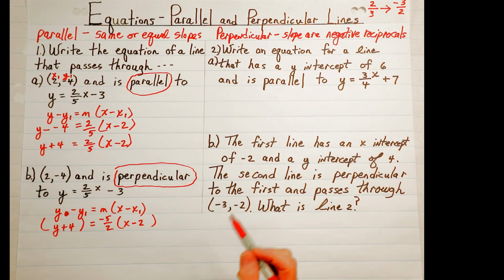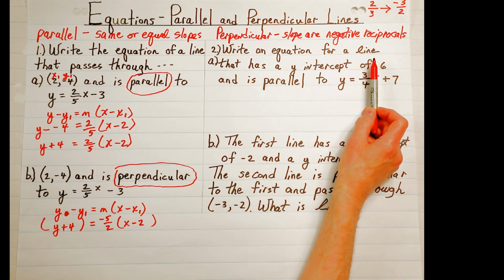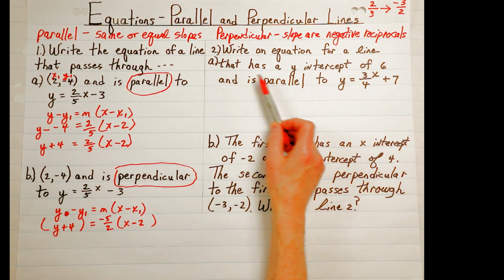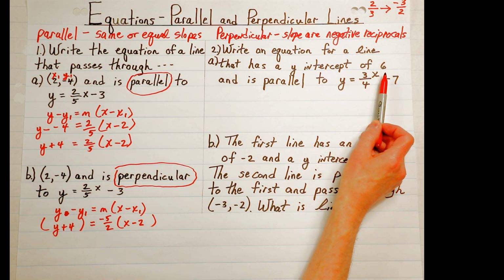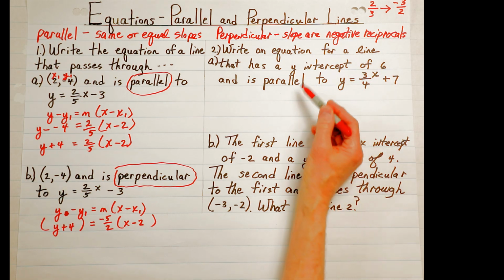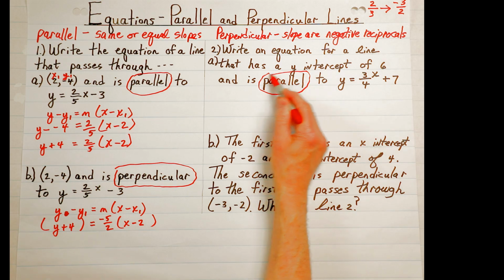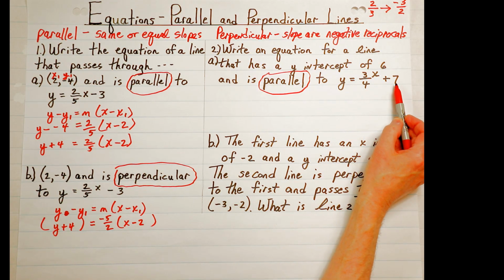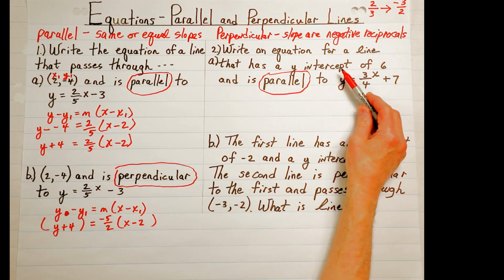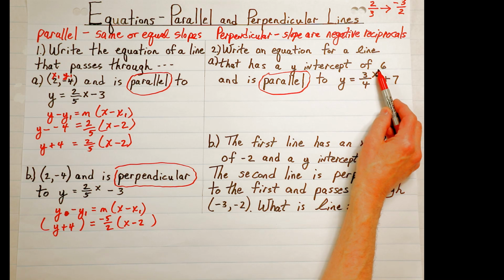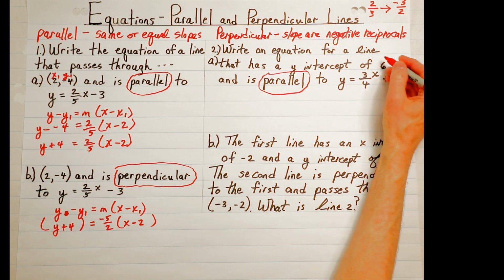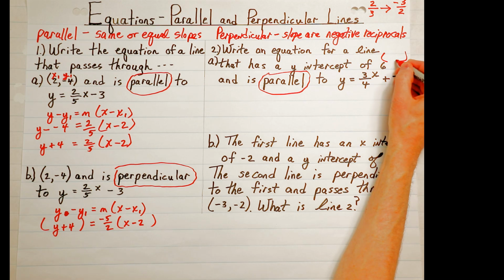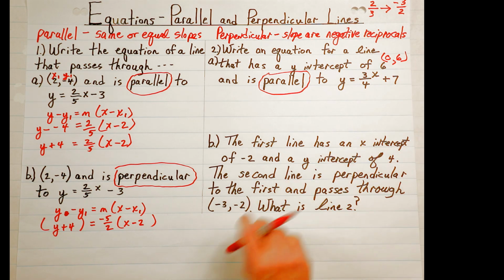Now number 2 says, write an equation for a line that has a y-intercept of 6 and is parallel, there's our key word, parallel to y equals 3 over 4x plus 7. Now one thing you have to remember is that when you're given a y-intercept as a single digit, you have to consider that it is an ordered pair, and that would be (0, 6).